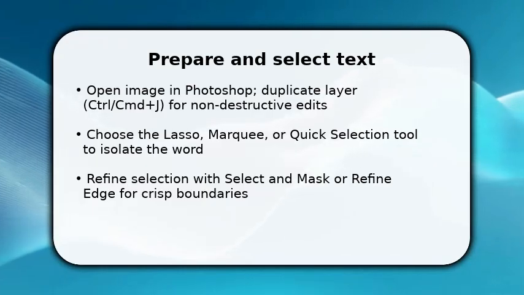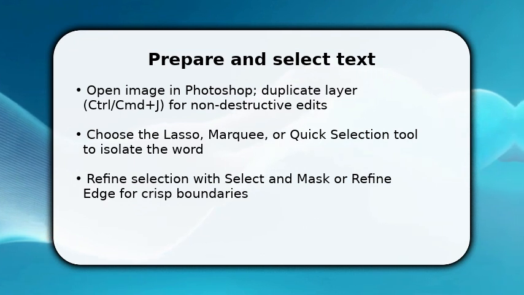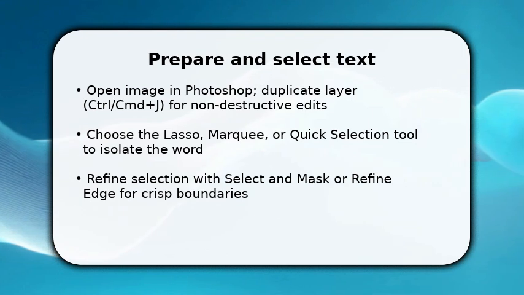You begin by working non-destructively. Duplicate the background layer so you can always revert. Next, make a precise selection around the word using lasso, marquee, or quick selection. Choose the tool that matches the edge complexity.